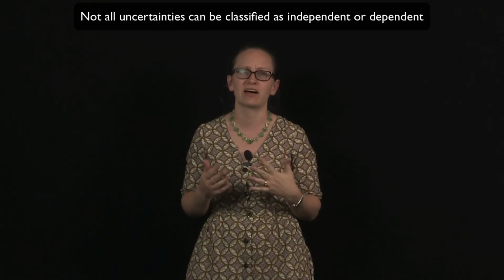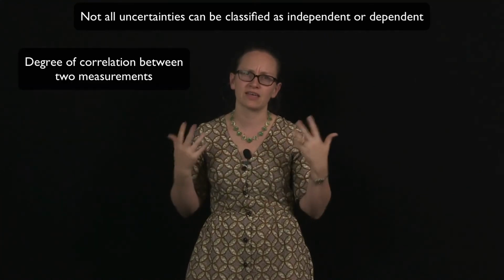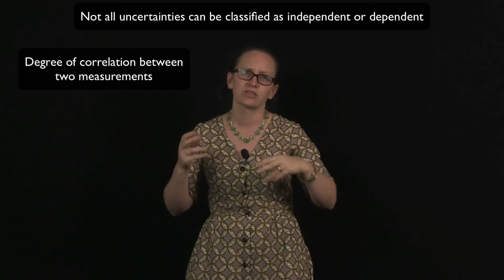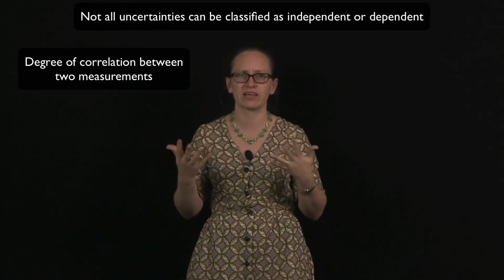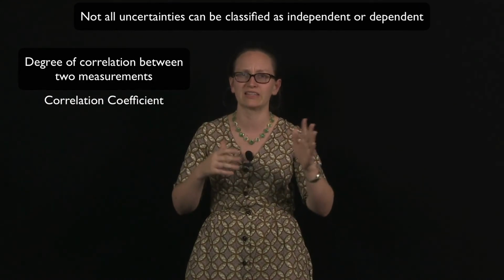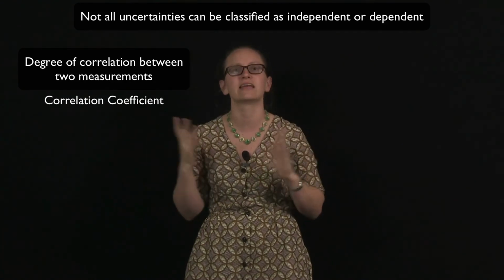Strictly speaking, not all uncertainties can be classified as either independent or dependent. Sometimes there's a degree of correlation between two measurements. This can be given by a correlation coefficient which tells you how dependent one measurement is on another. However, this is generally skipped in introductory physics courses.